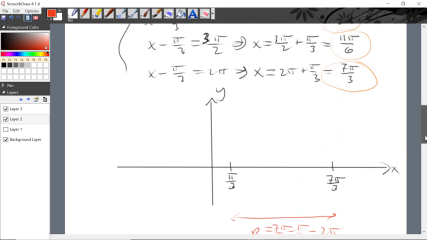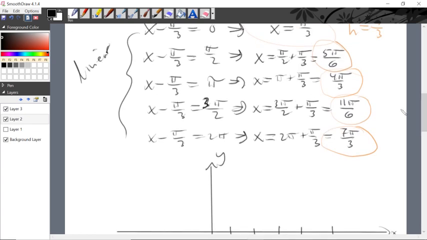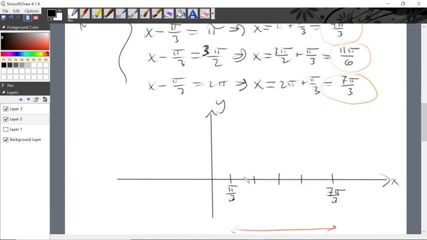So pi over 3 to 7 pi over 3, and then that gets subdivided into equal-sized subintervals. First, we cut it in half, and then cut each of those subintervals in half again. So we're going to have 1, 2, 3, 4, 5 x values labeled for this one complete cycle. Pi over 3 is at the start, and then we have 5 pi over 6, and then 4 pi over 3, and then 11 pi over 6, and finally 7 pi over 3.